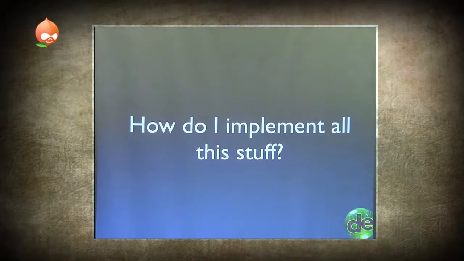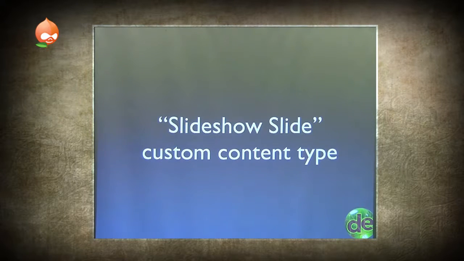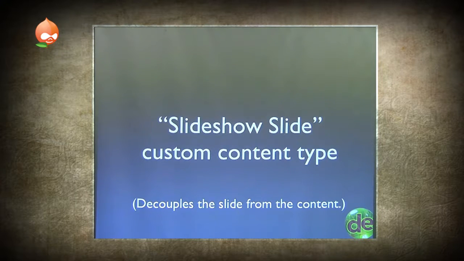So how do we implement all this stuff? Well, first of all, I like to have a custom content type for my slideshow, mainly because it decouples the slide from the content. Again, a lot of this goes back to when someone clicks on that slide, they don't want to be limited to where they're allowed to be sent. They want to be able to say, I want to go to this brand new view we just created, or I want to send someone to our sister site over here at a completely different URL. So by creating a custom content type just for the slides, it gives you the maximum amount of flexibility.